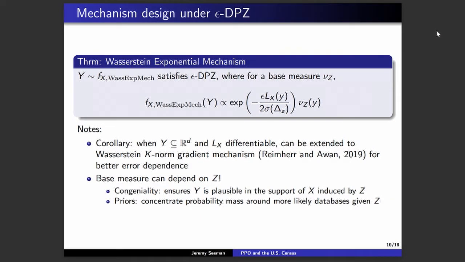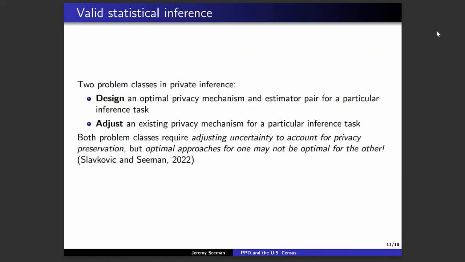Additionally, we have a corollary in our paper where, if we choose this loss function as the norm of a gradient, then we can ensure that asymptotically the noise due to privacy will be negligible relative to the noise due to sampling. So we have central limit style phenomena, which is nice. That's all from a design perspective.